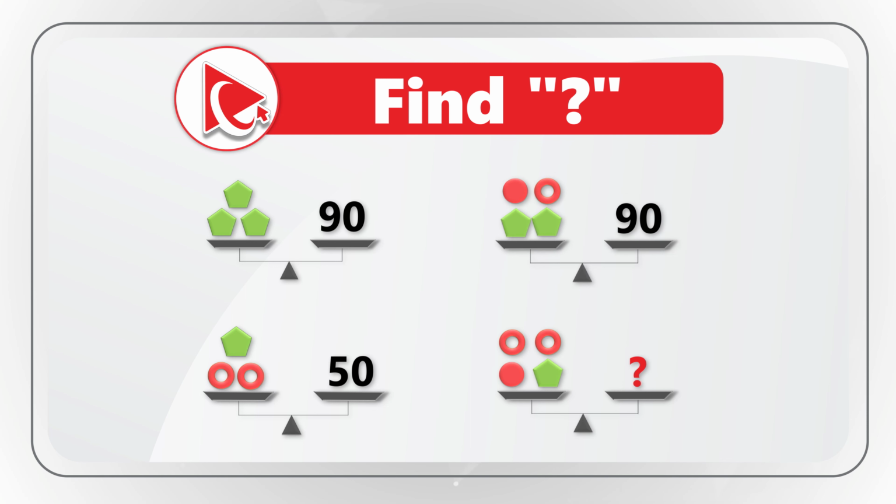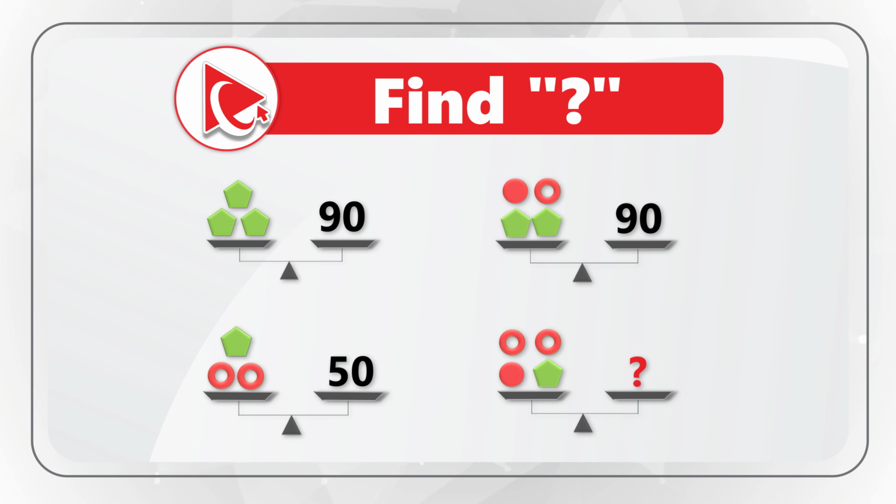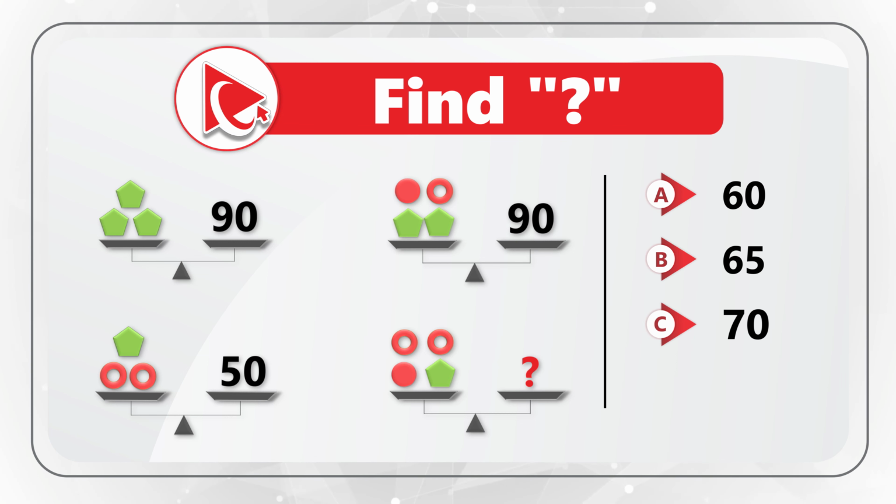And then the last scale contains 1 pentagon, 1 circle, and 2 bagels on the left, and a missing number on the right. You need to select the missing number out of 4 different choices. Choice A, 60. Choice B, 65. Choice C, 70. And then choice D, 75.